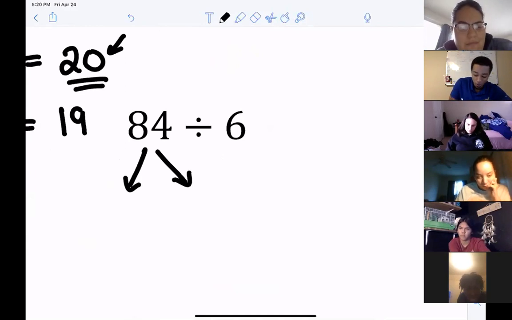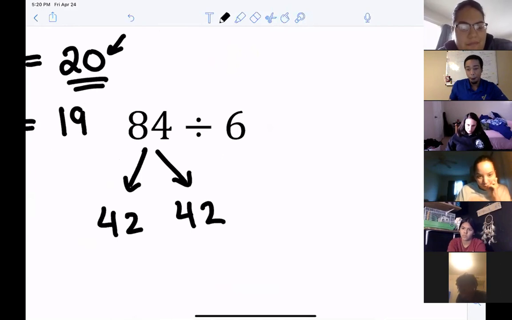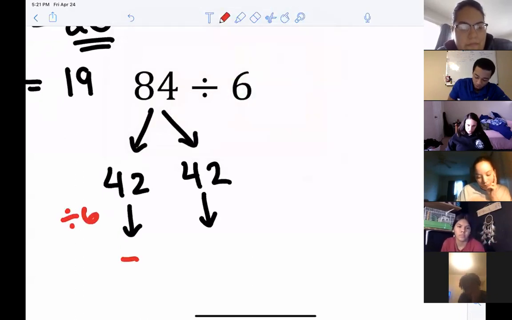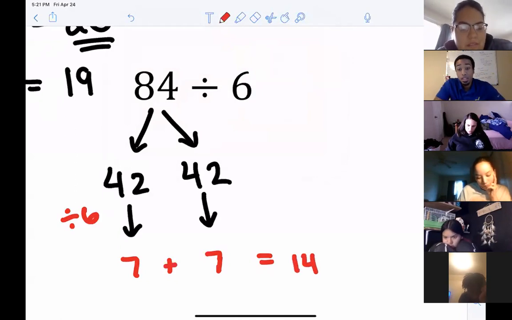I heard someone say 42 and 42. Why did you pick those 2 numbers? Because 6 divides perfectly into 42. Exactly, because 42 divided by 6 is what? 7. Exactly. When we divide at the end here, you get 7 and 7. And 7 and 7 makes 14. Now, that may look a little complicated, but it's not really that complicated.